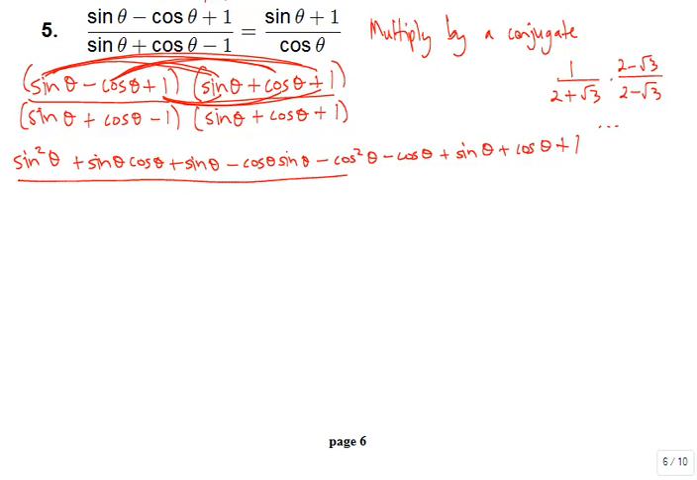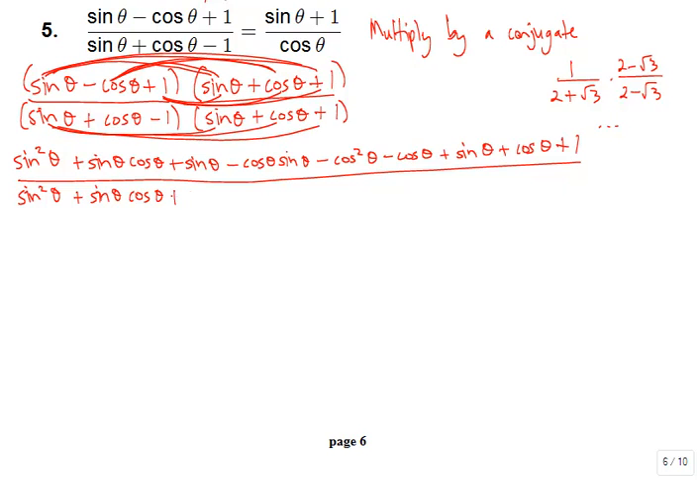Alright, now lucky you, we get to do that all over again in the denominator. So now we're going to do sine times sine, sine times cosine, and sine times 1. Then we're going to do positive cosine times sine, positive cosine times positive cosine, and positive cosine times positive 1. And then we're going to do minus times each of these. So all of these 3 become negative.